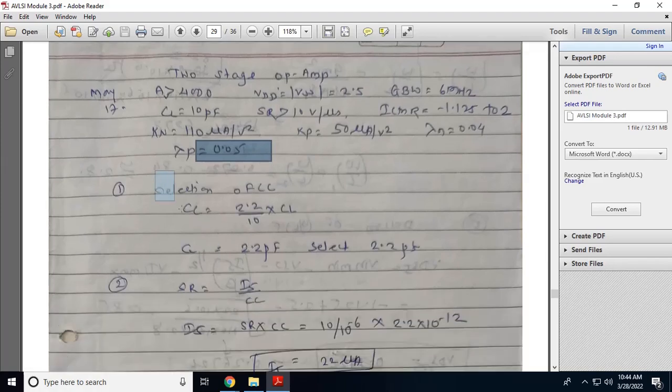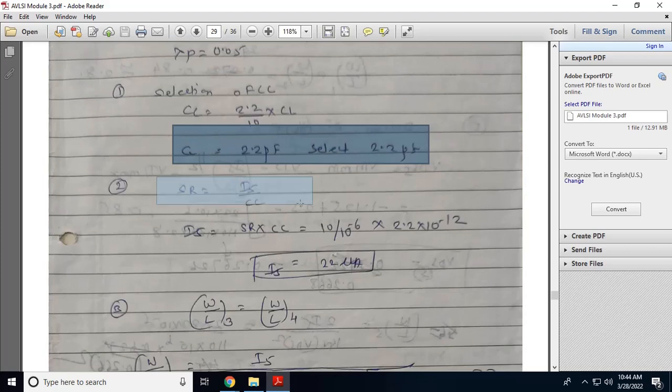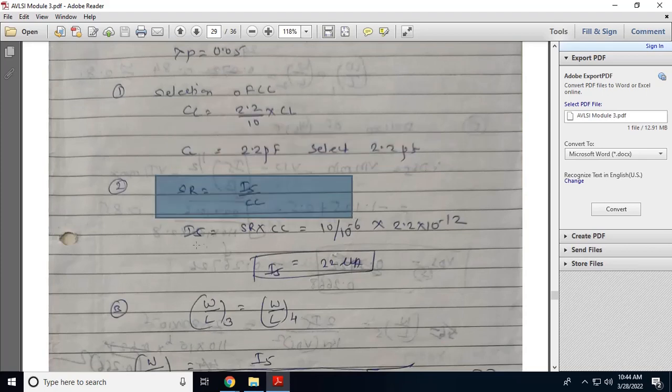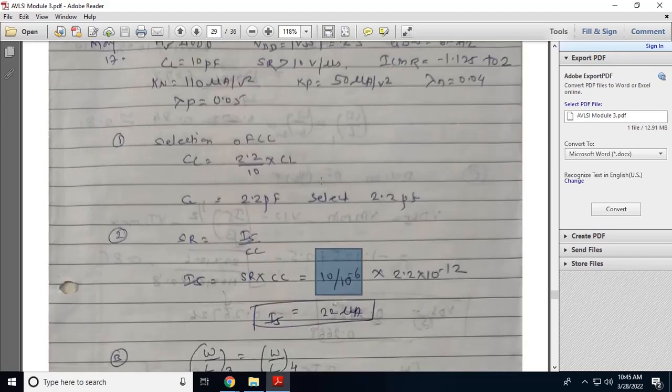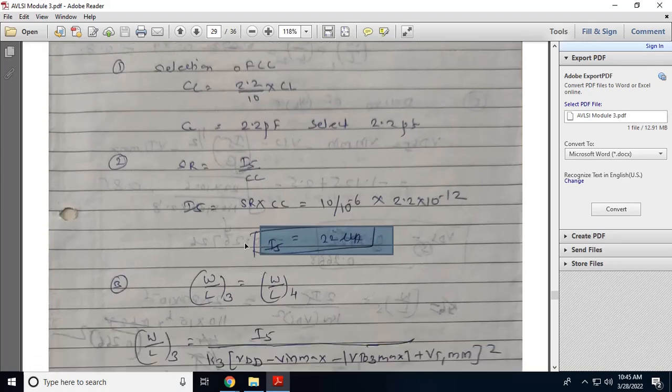So the first step is selection of Cc. Cc is equal to 2.2 divided by 10 into Cl. So Cl is 10 picofarad, so Cc is 2.2 picofarad. Slew rate is equal to I5 divided by Cc, so I5 is equal to slew rate into Cc. Slew rate is 10 volt per microsecond and Cc is 2.2 picofarad, so I5 is 22 microampere. So ID1 and ID2 is 11 microampere, because 22 divided by 2.